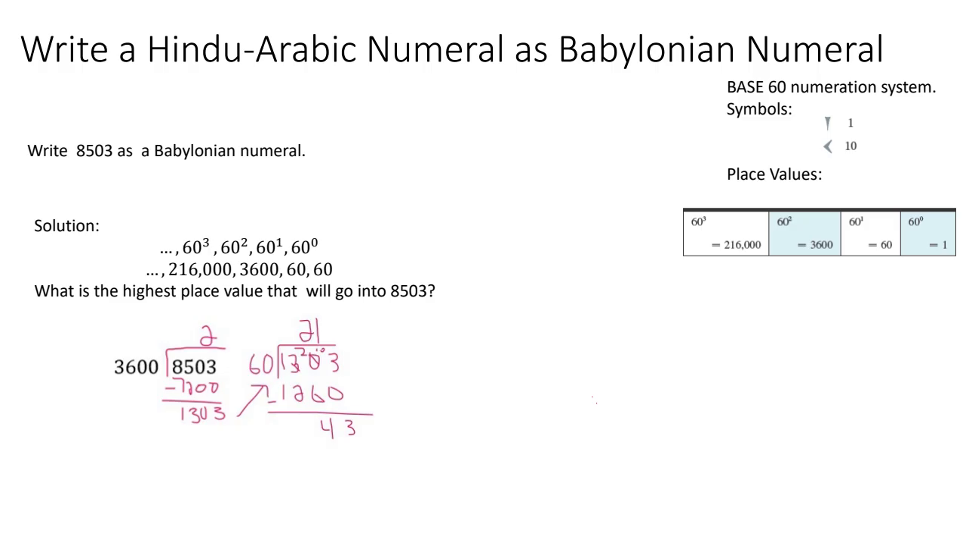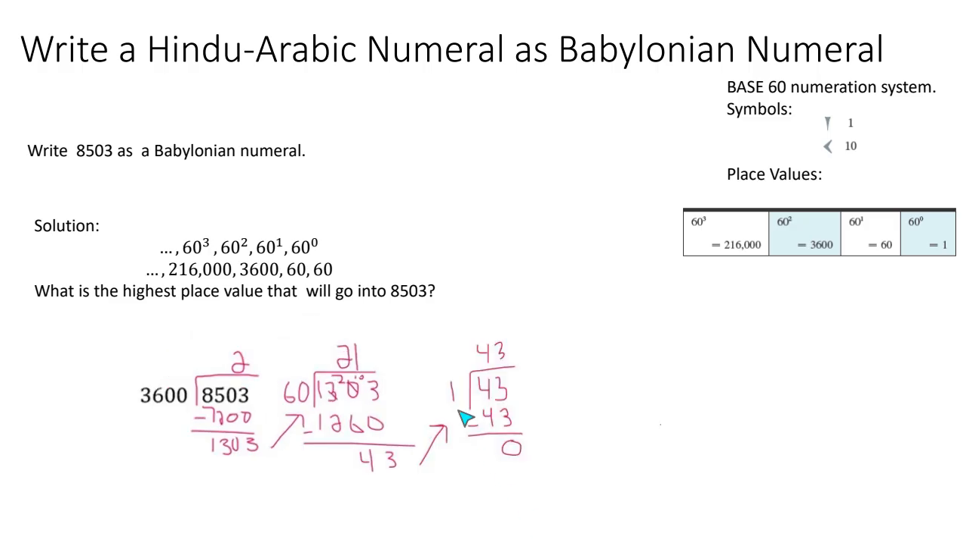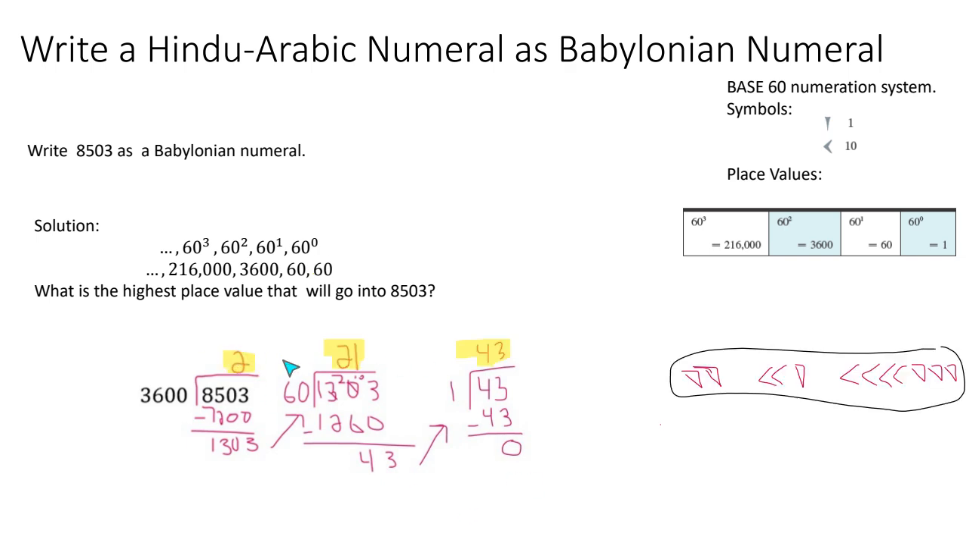And so we keep doing this process until we get to the last place value. So after 60, we have 1 as our place value. So again, this should be a 1. Okay, so we take our remainder, divide by the next place value. So that goes in 43 times, and then we end up with a remainder of 0. So now what these numbers mean is that these highlighted numbers here, 2, 21, and 43, that is what you're going to rewrite using the symbols for the Babylonians.